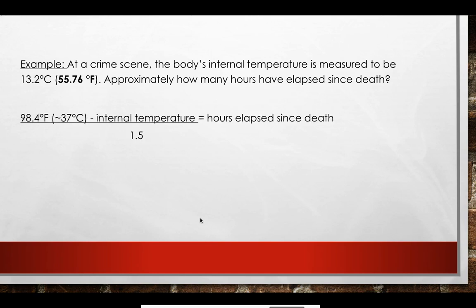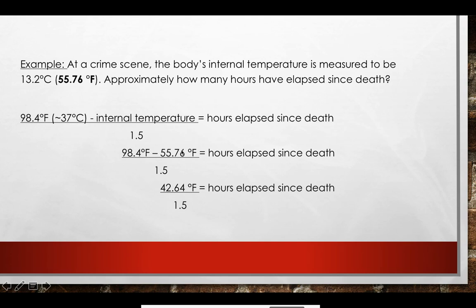So what we would do here is we would now put that into our equation. I'm going to do it with my Fahrenheit measurement. So I'm going to use 98.4 degrees Fahrenheit, which is the typical average body temperature in Fahrenheit, also known as 37 degrees Celsius, and subtract the internal temperature of the body that was found, so 55.76 degrees Fahrenheit. And my next step, after I subtract that, is to divide it by 1.5.